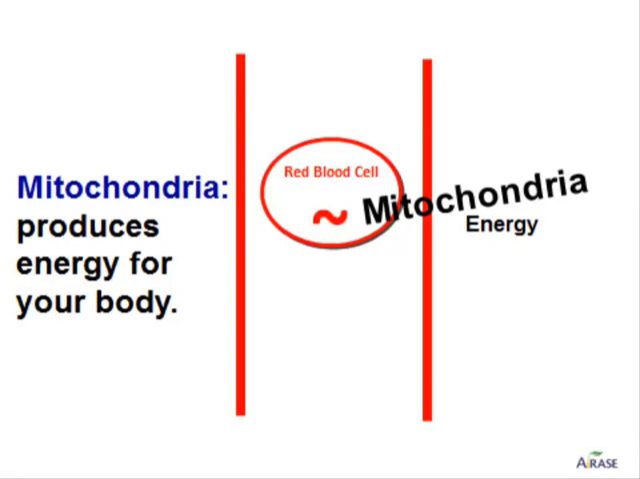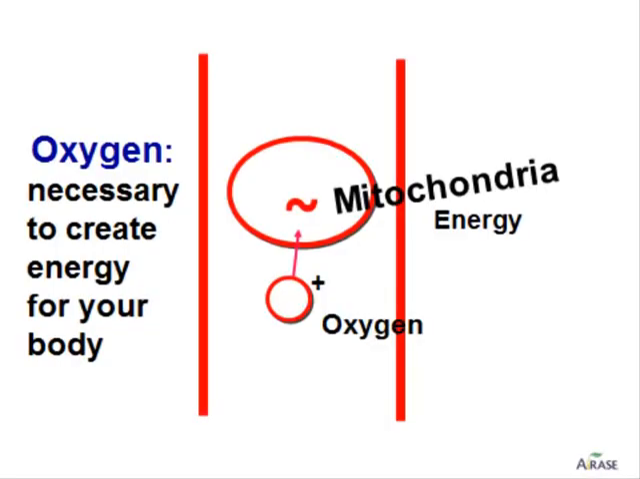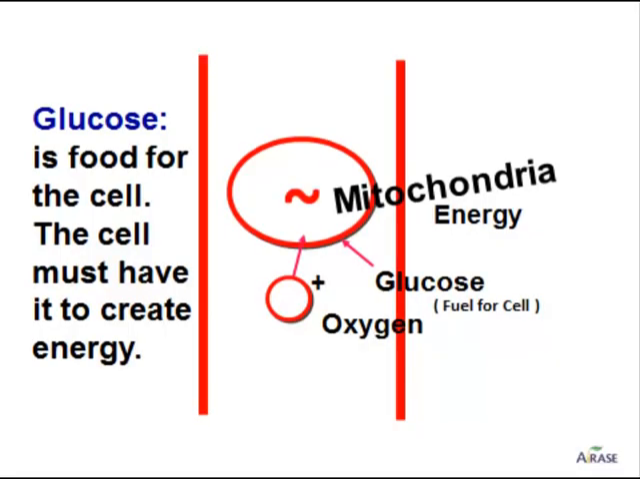One of the most important elements that the mitochondria must have is oxygen. The oxygen molecule is able to move through the cell membrane into the cell and to the mitochondria. Oxygen is very important in the creation of energy, but something else is needed. You have to have fuel. The fuel of the cell is called glucose. Like your car, the mitochondria has to have both oxygen and fuel.